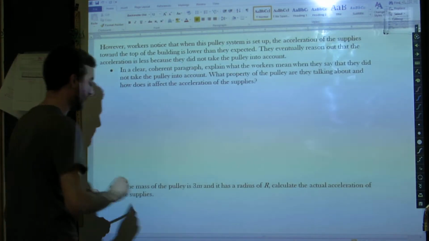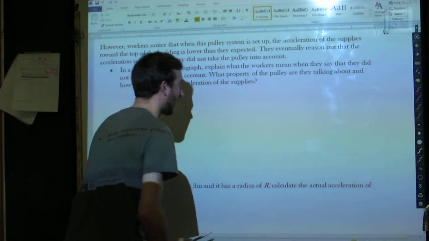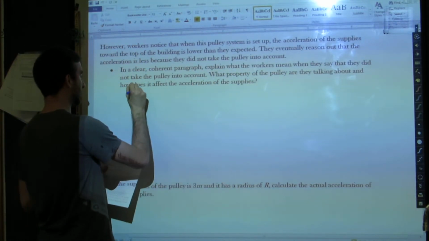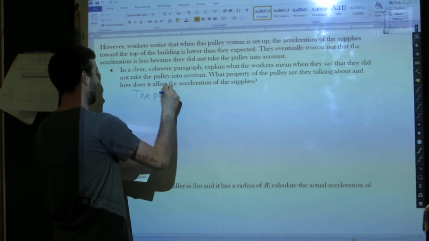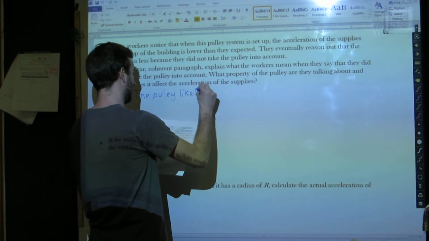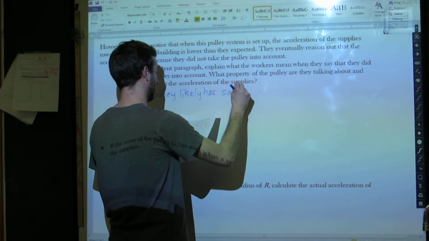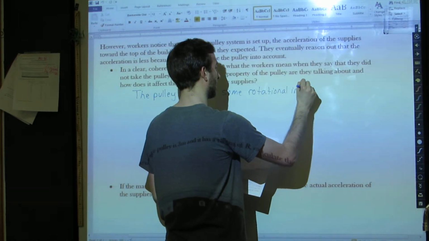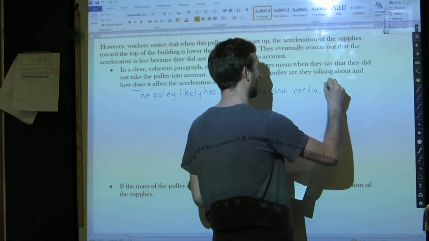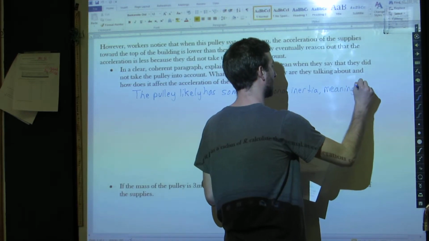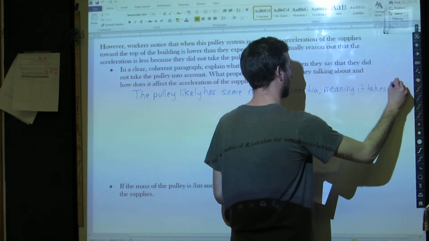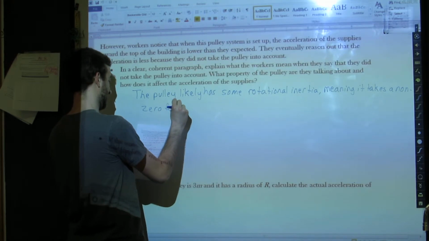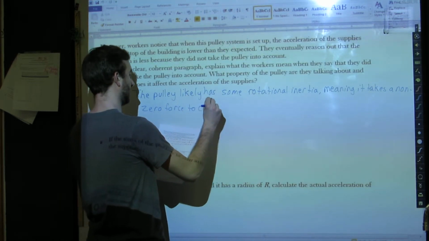The property of the pulley that is important here, that we did not take into account, you can't just say the mass of the pulley, you have to say the rotational inertia of the pulley. So here's how I said it. The pulley likely has some rotational inertia, meaning it takes a non-zero force to cause rotation.